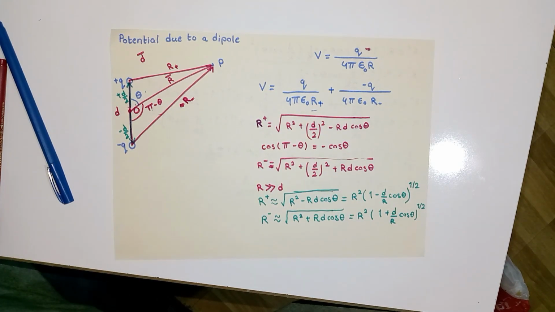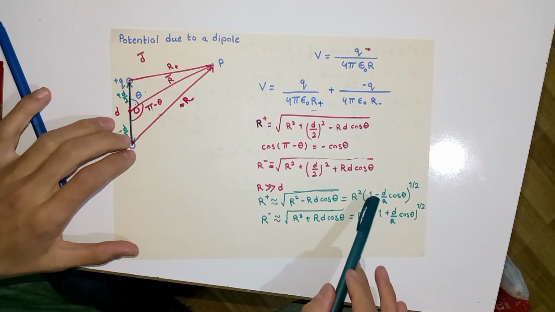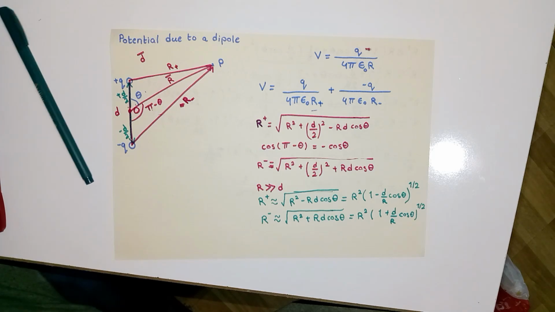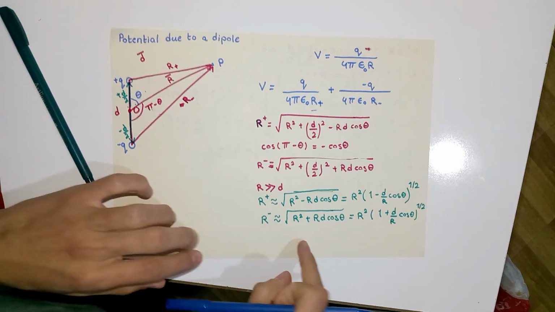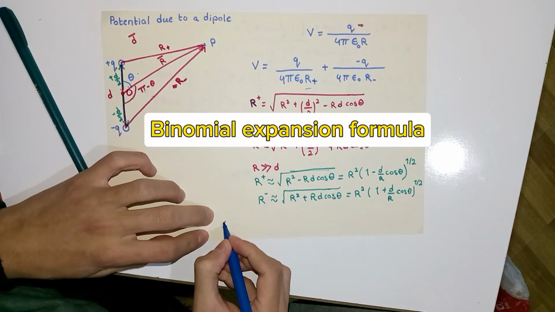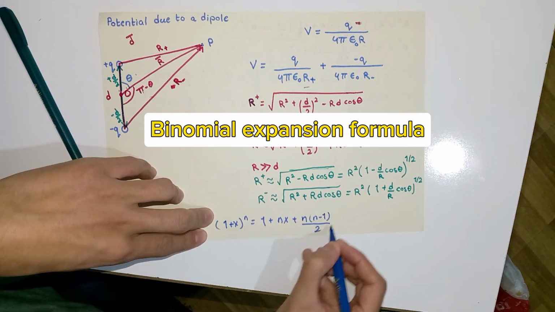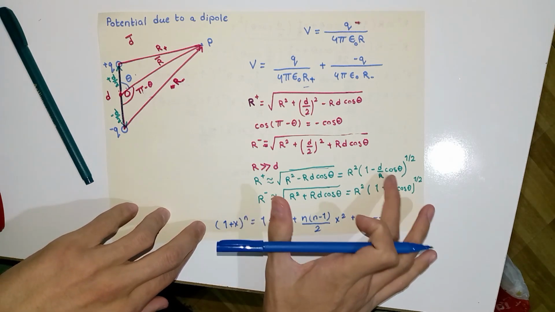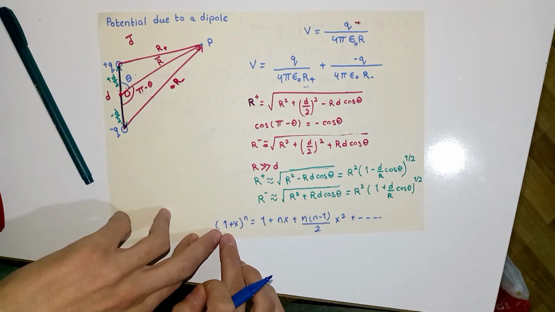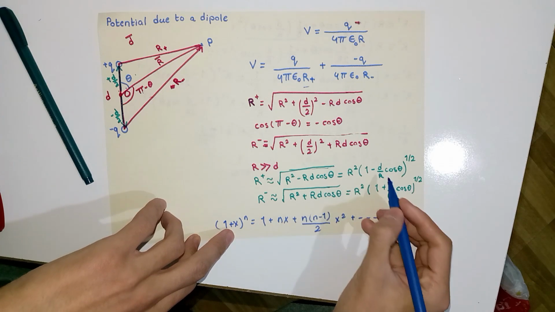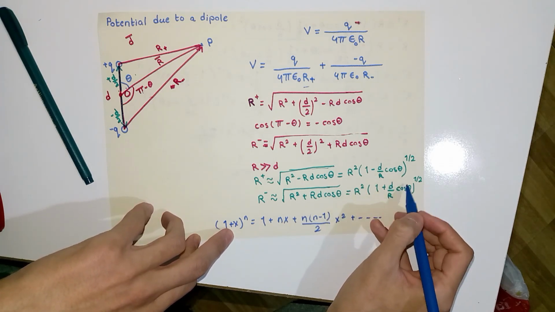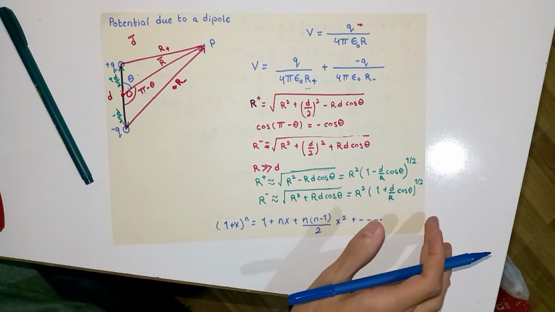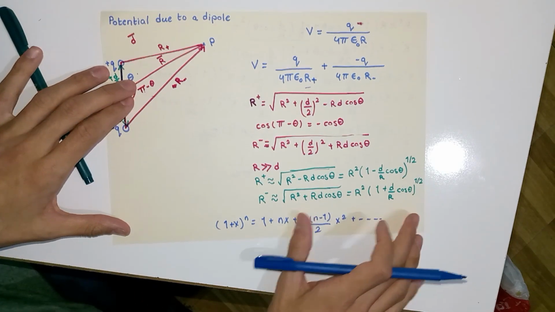We are going to apply the binomial expansion for these two equations. Let me remind you of the formula of the binomial expansion down there. Now let's apply this binomial expansion upon these two equations. Now in this case, x is equal to this term, d over r times cosine theta, and n is equal to 1 over 2. Let me apply this on another paper.